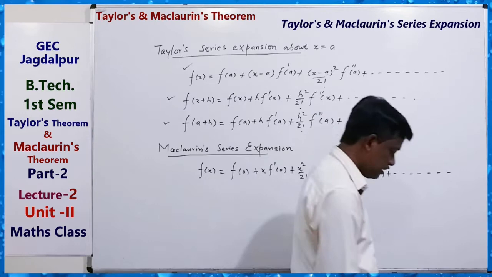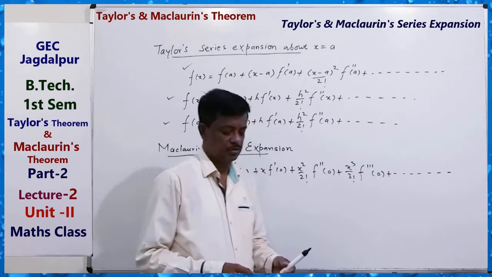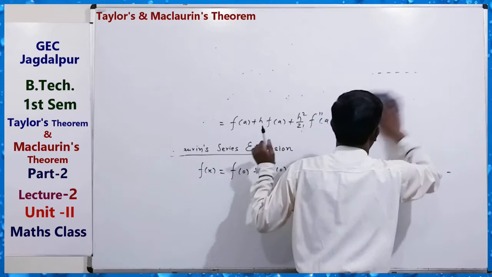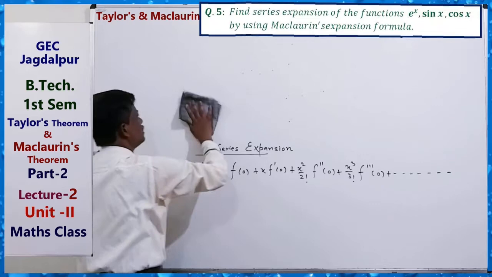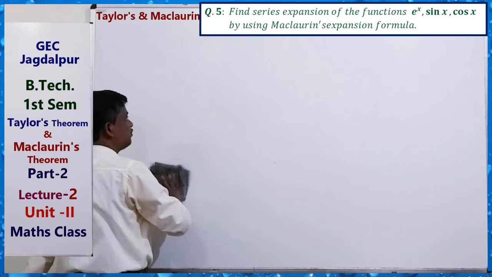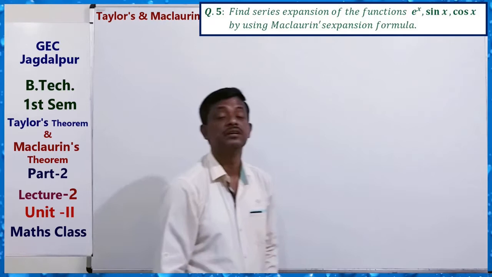The Maclaurin series expansions of elementary functions are like this. You know some special types of functions: e to the power x, tan x, sin x, cos x, log 1 plus x, log 1 minus x, tan inverse x, etc. These are the elementary functions, and their series expansion can be found by using generally the Maclaurin series. Whenever we try to find the expansion in increasing powers of x, we will use the Maclaurin series expansion.